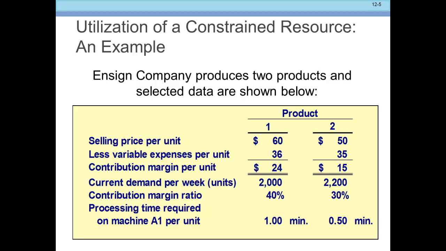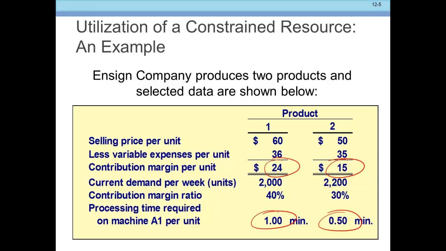Let's look at an example. Assume that Ensign Company produces two products that have unit contribution margins of $24 and $15 respectively. If we didn't have a constraining resource, we would maximize production of the product with the $24 unit contribution margin in order to maximize profits. Product number 1 requires 1 minute of time on machine A1. Product number 2 requires 1/2 of a minute.